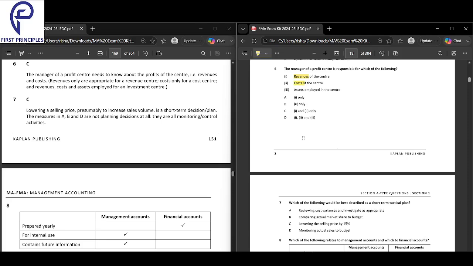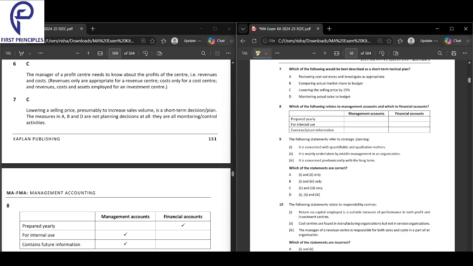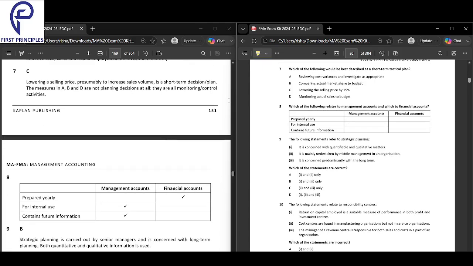A profit center is only responsible for revenue and cost. Okay, a profit center is only responsible for revenue and cost. So that is our sixth question. Now let's look into the seventh one here.